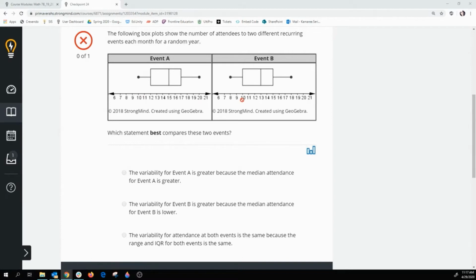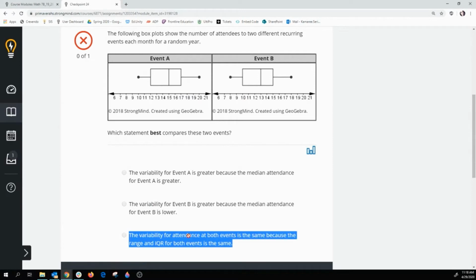Let's check my IQR. Remember, IQR is the sides of your box subtracted. So 17 minus 12 for A would give me 5, right? And B, 15 minus 10 would also give me 5. So here, my ranges and my IQRs are both the same, which means that the variability for these events will be the same because the range and the IQR are the same. Right. Questions on this one?